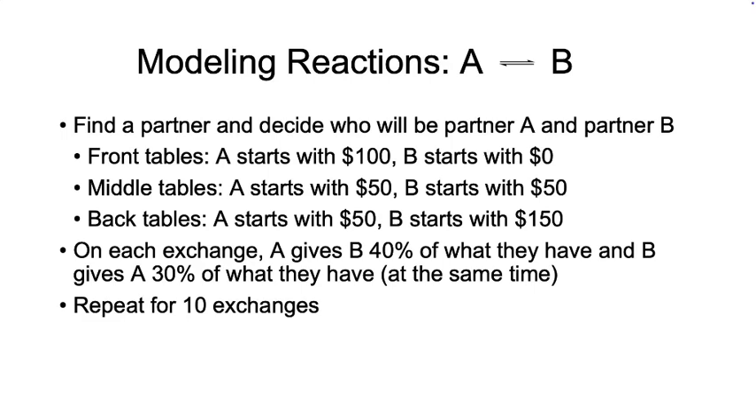Partner A starts with $100. Partner B starts with $0. For our middle tables, partner A starts with 50. Partner B starts with 50. For the back tables, partner A starts with 50. Partner B starts with 150. What you're going to go through and do is exchange money. On each exchange, A gives B 40% of what they have. So you're going to have to run some calculations. And B gives A 30% of what they have.